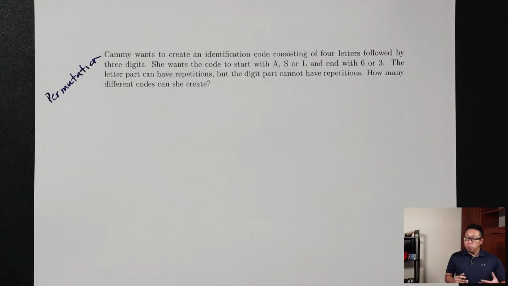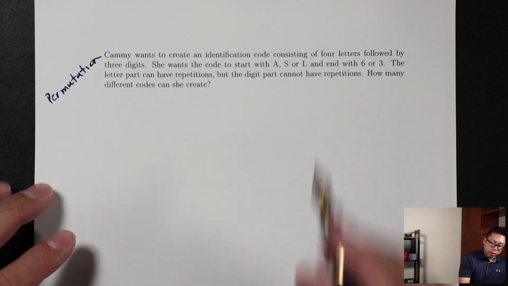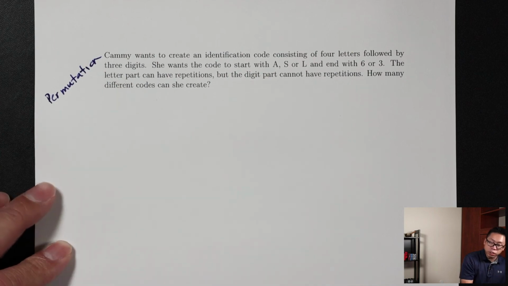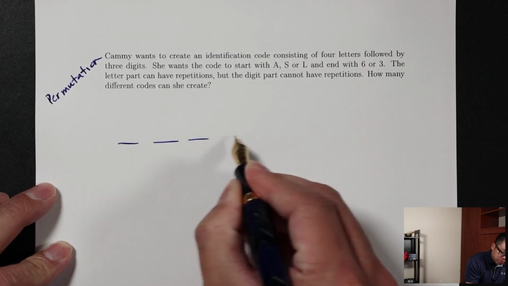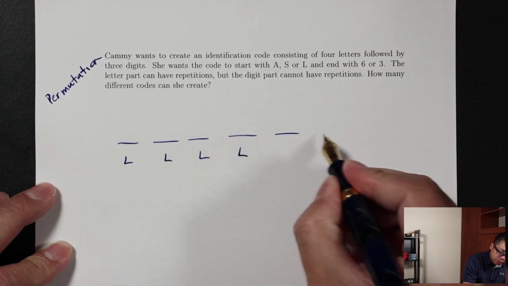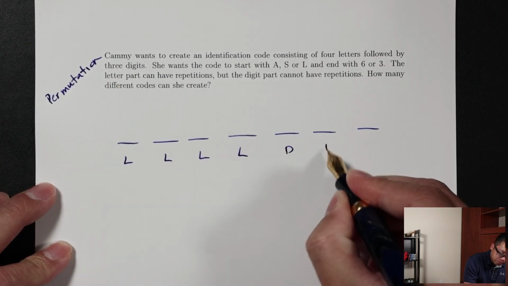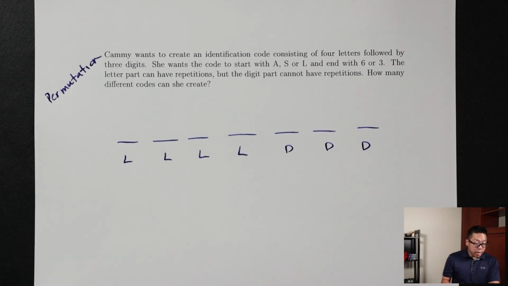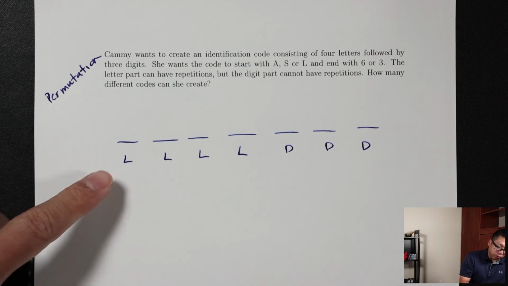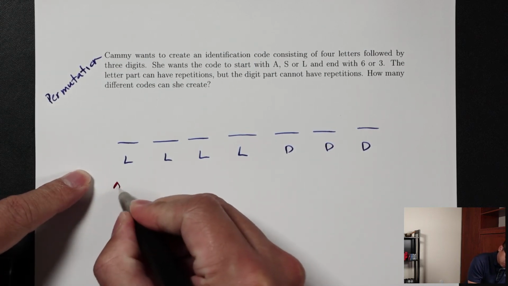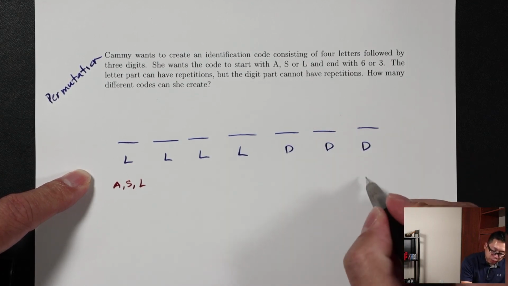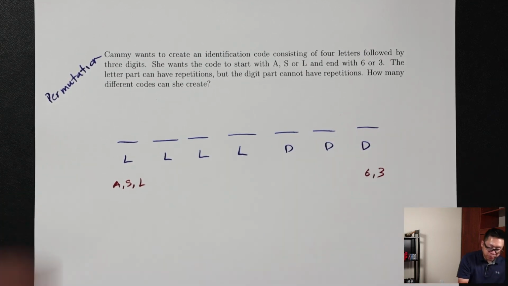Permutations are going to be blanks and numbers. How many blanks do I need? I need 4 blanks for the letters and then 3 blanks for the digits. These are letter, letter, letter, letter, and then 3 digits, digit, digit, digit. And then I have some restrictions. She wants the code to start with A, S, or L. So first letter will have to be A, S, or L. And end with 6 or 3. Last digit will be 6 or 3.